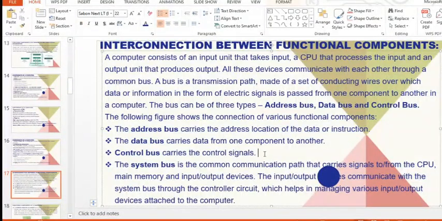The system bus is a common communication pathway that carries the signal to and from the CPU to the main memory, and also the input and output devices. The input devices communicate with the system bus through the controller circuit, which helps in managing various input and output devices. That's interconnection. So here we come to understand the system buses: the address bus, the data bus, and the control bus.